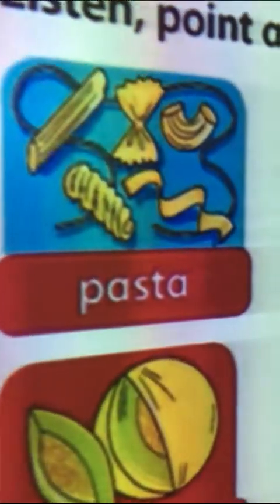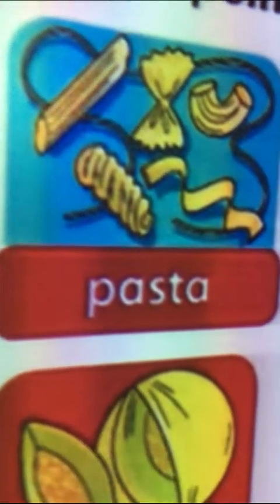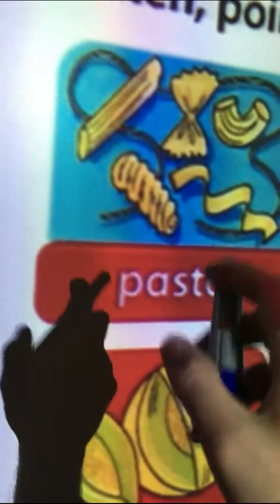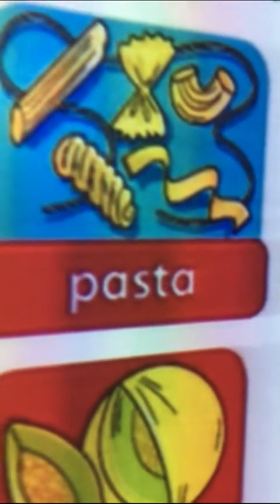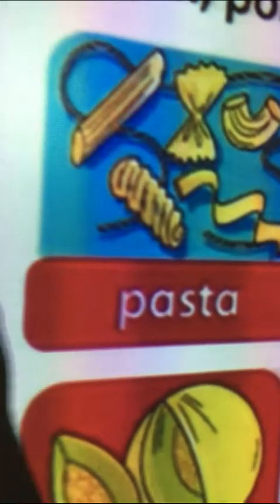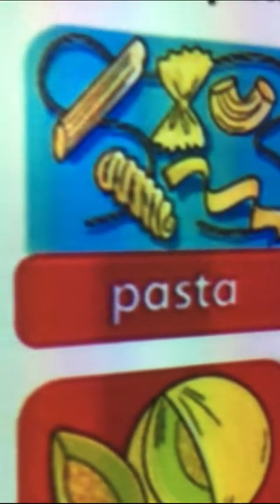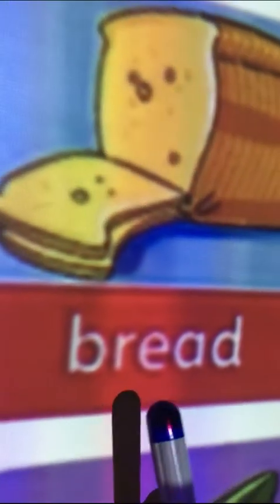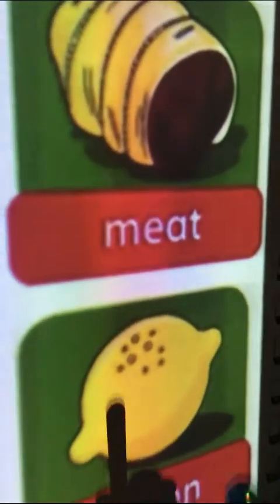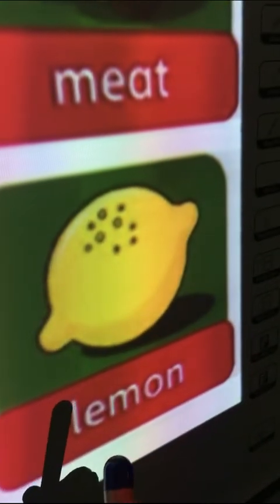The first word here is pasta. Do you like pasta? I like pasta with meatballs. In Arabic, they say macarona. So, in English, we say pasta. The second word is bread. All the kids like cereal. Cereal. Don't forget that in meat we have E and A, they make a long E.